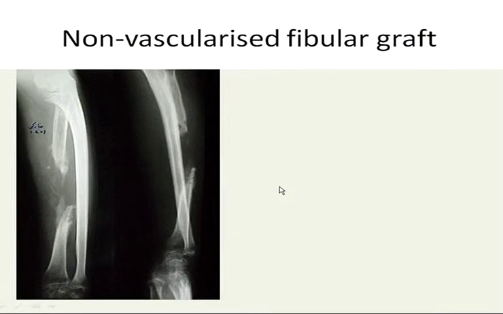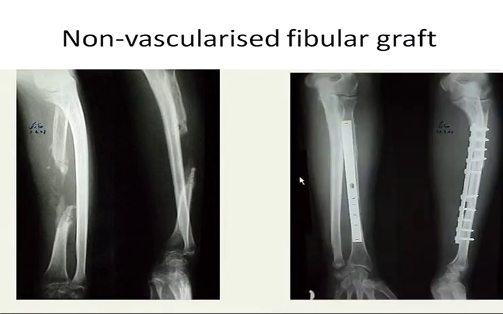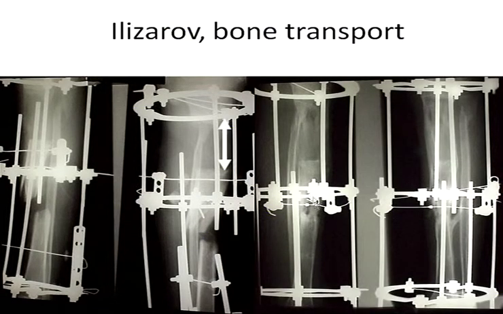Medium-sized defect is treated by a fibular graft. This is a non-vascular fibular graft removed from the leg, put into this place, and resulted in union with the restoration of length and function of the forearm. This boy had a 9 centimeters bony defect, and this is during bone transport again. This is the fragment transported, and this is after reaching the docking site. And this is the regenerate here. So the medium-sized defects.